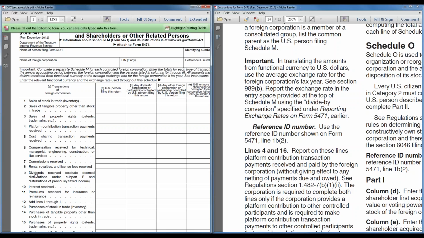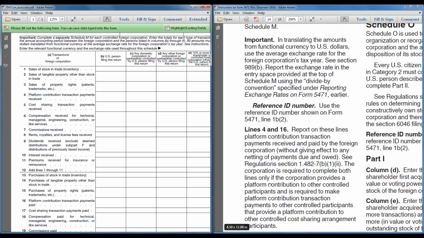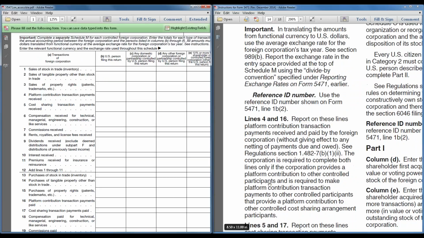And down to line 16. Line 16 ends with platform contribution payments. Platform contribution transaction payments paid. So each of these terminologies is a great tax planning opportunity. And you're going to see as you read through these instructions that the IRS wants to be sure that you look at these type of payments. We're going to get into that in the next slide on the PowerPoint.